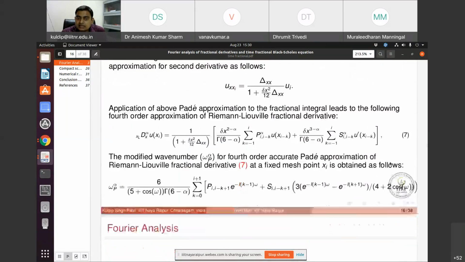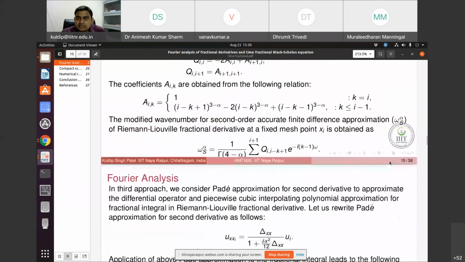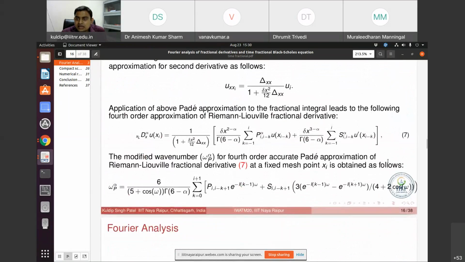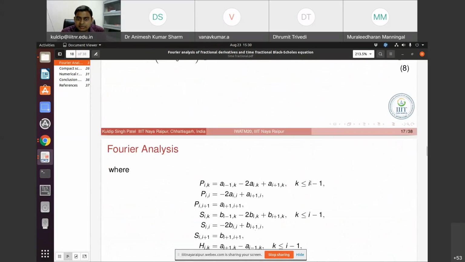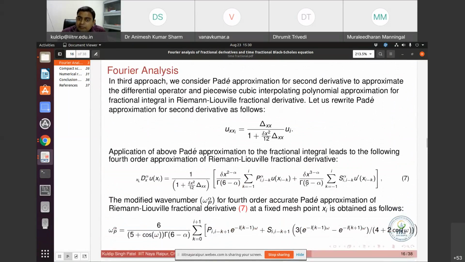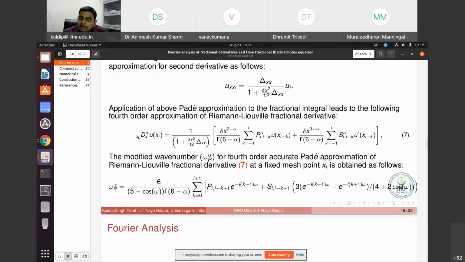The coefficients, I think I have given somewhere. Q is this. Maybe later on I'll give. Yeah, P and S, later on I have given. So this is the fourth order accurate approximation for this. You see, this is coming from this only. So, a fourth order accurate approximation for Riemann-Liouville, and then we found the modified wave number for this approximation 7. It's a long expression, I must say.